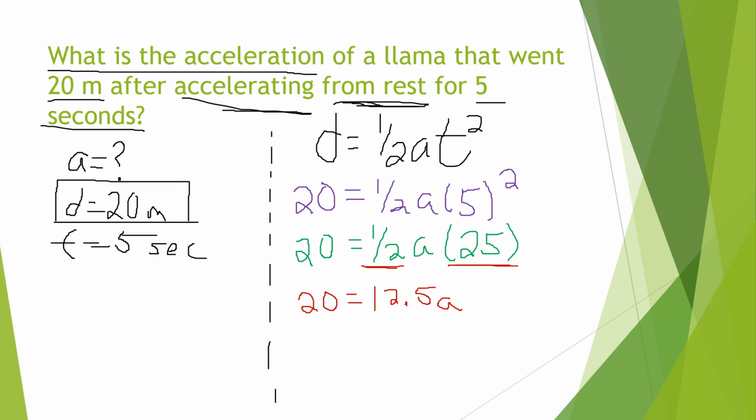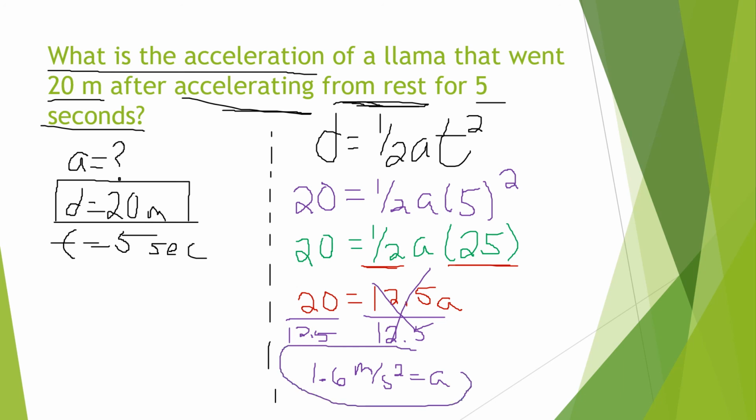Then, to get the a all by itself, I have to divide by the coefficient of the variable. And when I type 20 divided by 12.5 in my calculator, I get 1.6 meters per second squared is my acceleration.